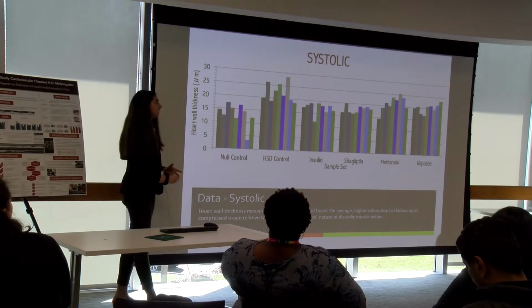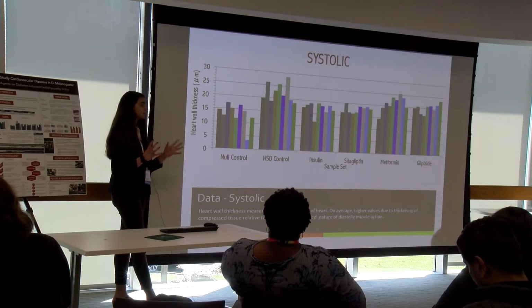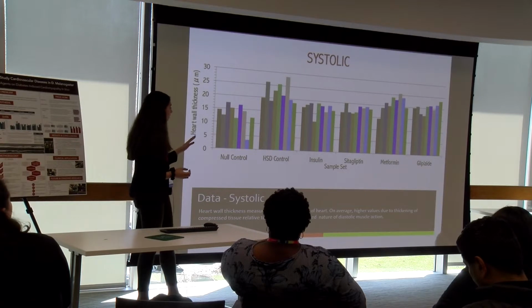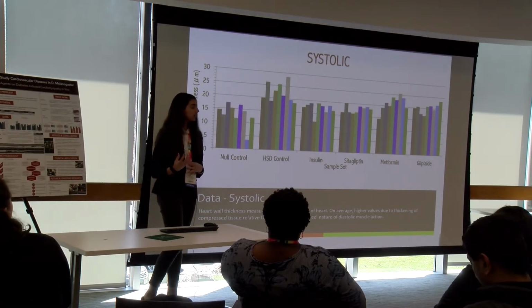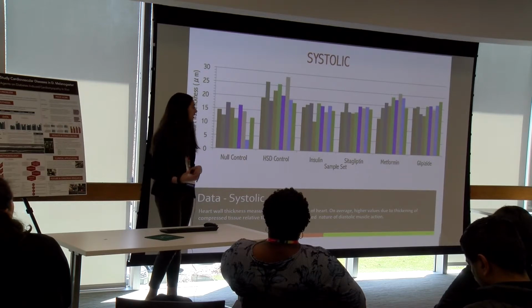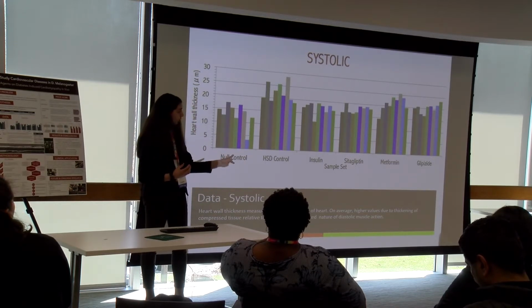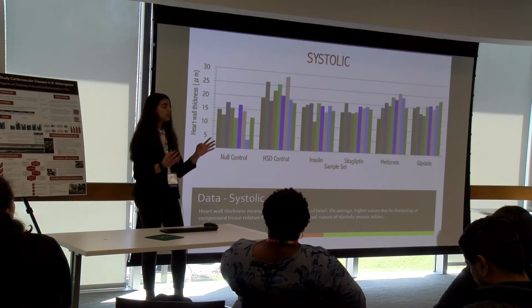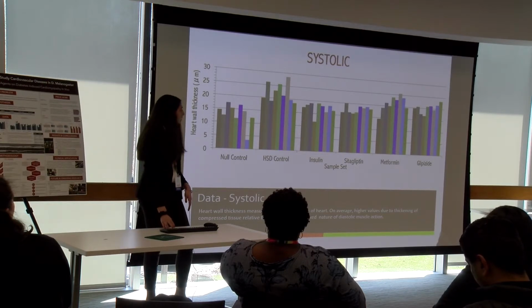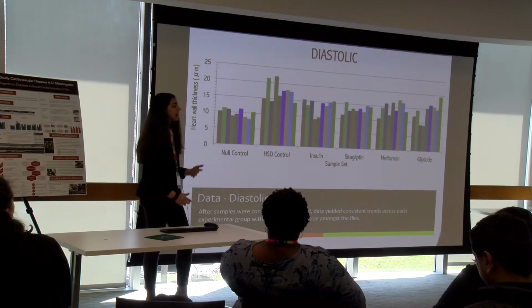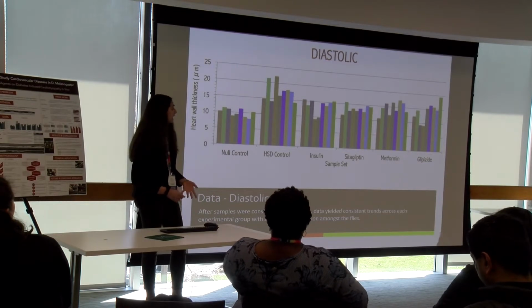So the systolic data, or when the heart wall was actually in contraction, showed that between the null control and the diabetic control, there was actually an increase in heart wall thickness, which is what we expect to see in humans. And then from the 4 hypoglycemic trials, we actually were able to identify a significant decrease in heart wall thickness. So that supported the hypothesis that these hypoglycemic agents would be able to regress the effects of diabetes-induced cardiomyopathy. And similar effects were found with the diastolic or the relaxed measurements.